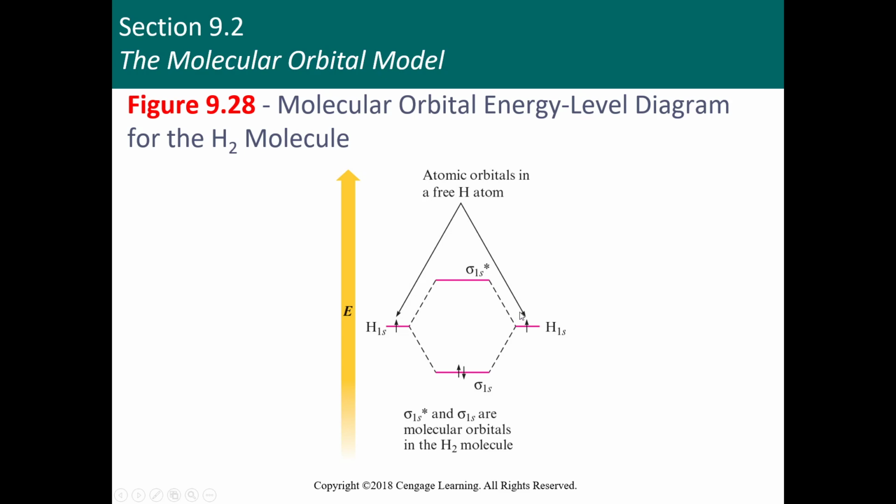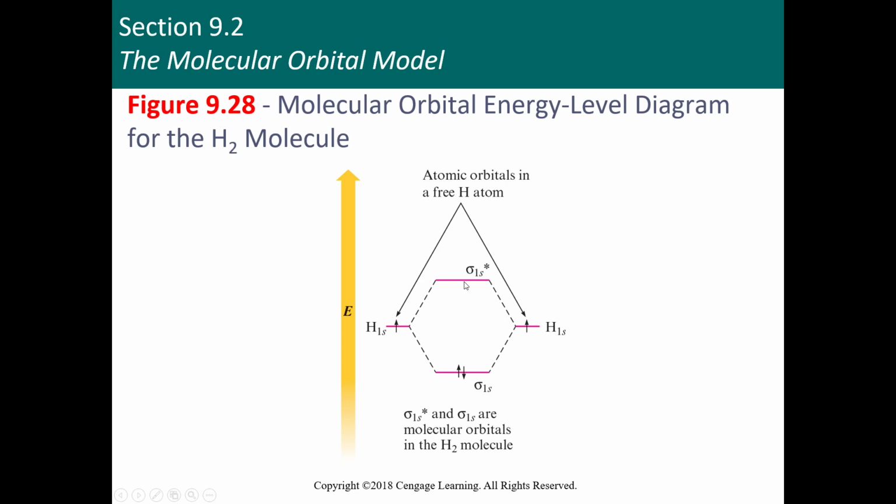Notice we don't have any more labeling. We don't need any more. We merge these into our molecular orbitals. We're going to call this a sigma 1s. Notice there is no asterisk on this one because this is a bonding sigma orbital. It is composed from 1s orbitals, so it has 1s.